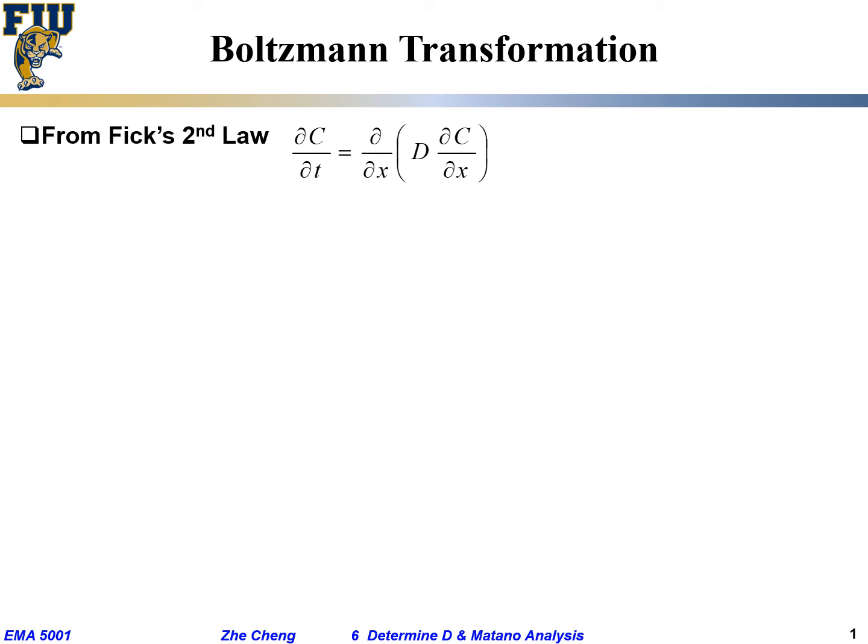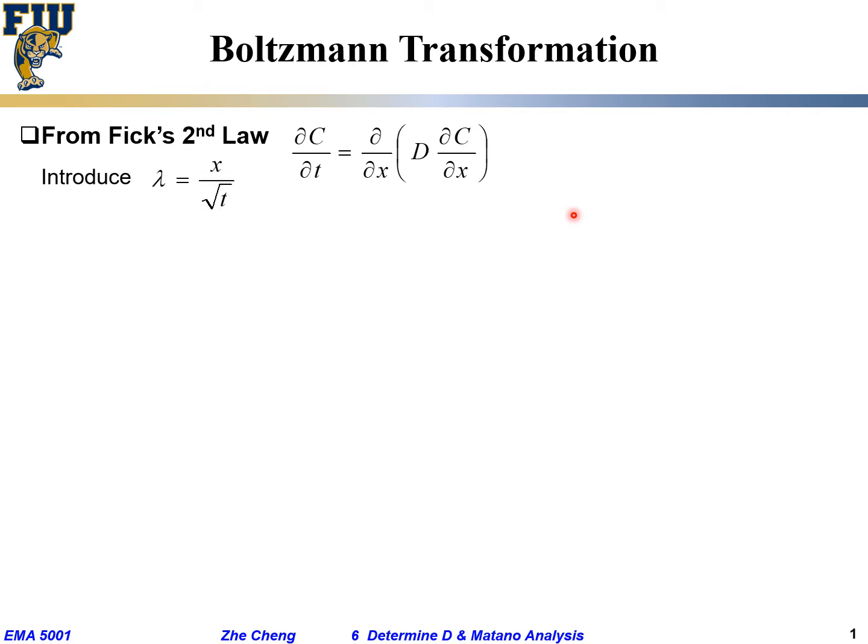So that's what we have. What do I show here? Fick's second law: left side, change with respect to time; right side, change with respect to location, right? That's Fick's second law, and it's a general case when D is not a constant. Okay? And this is the so-called Boltzmann transformation.